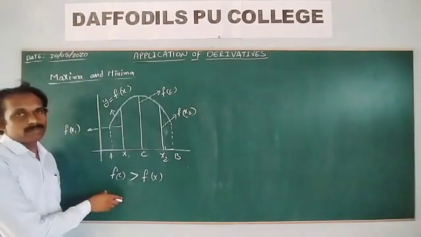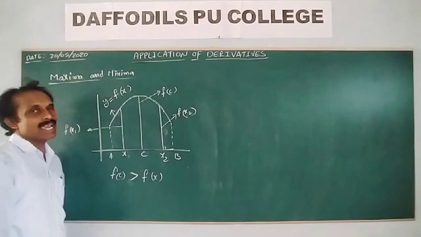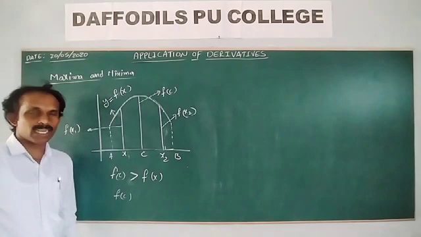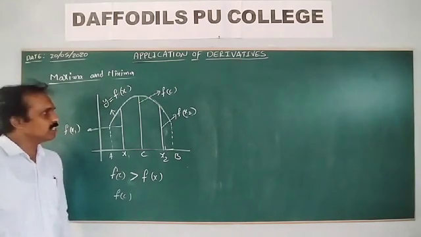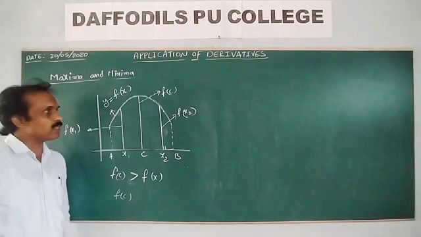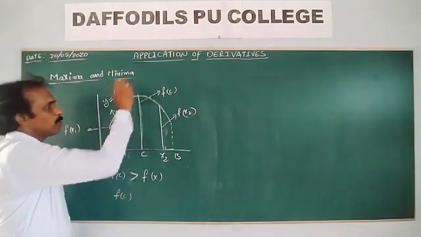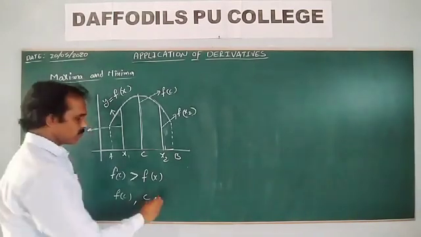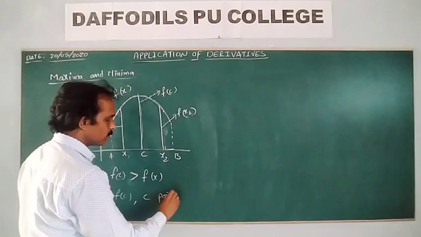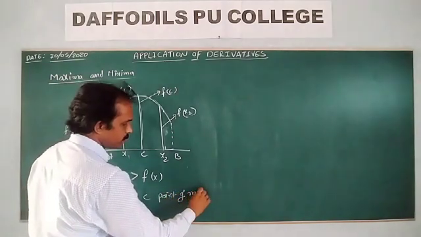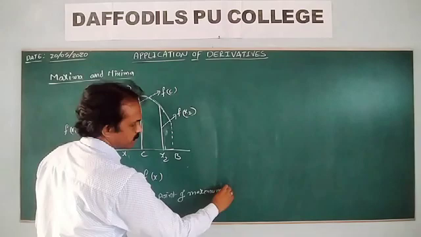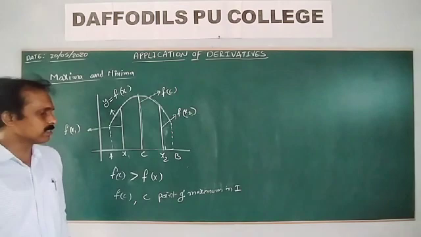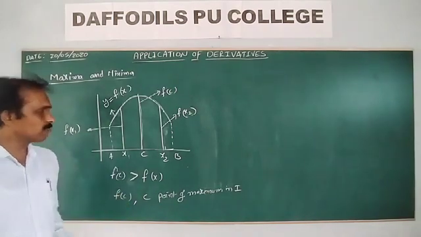Okay, then the number f of c is called the maximum value. And the point C is the point of maximum in I. Okay. So this is the definition of maximum value.